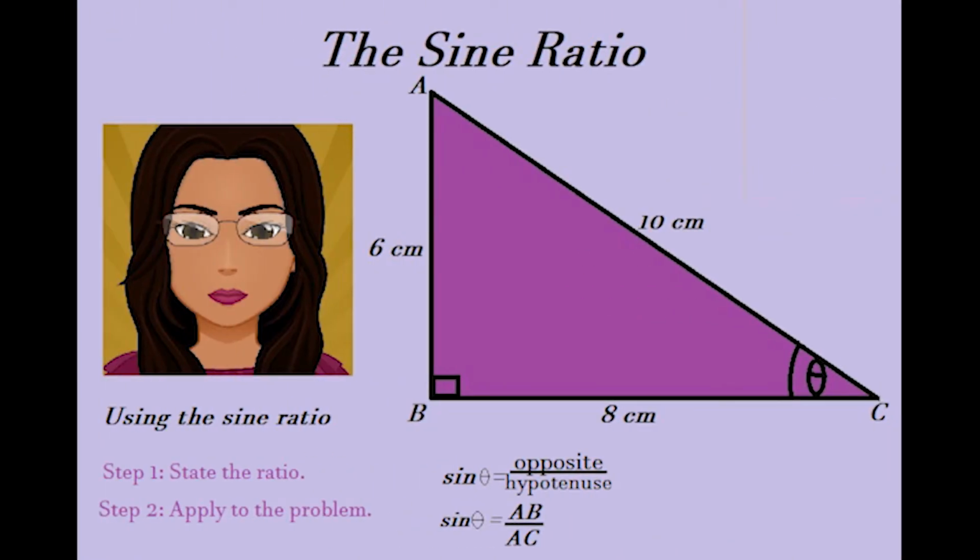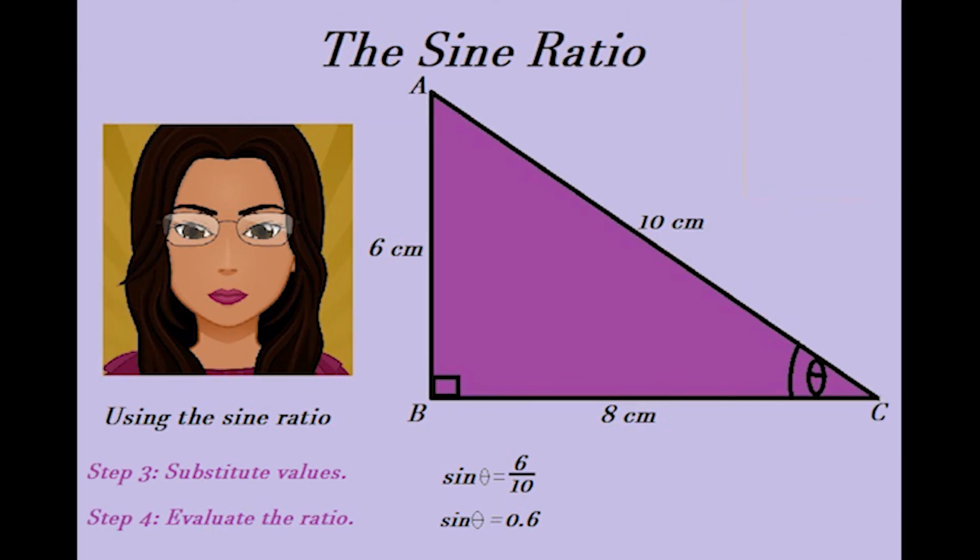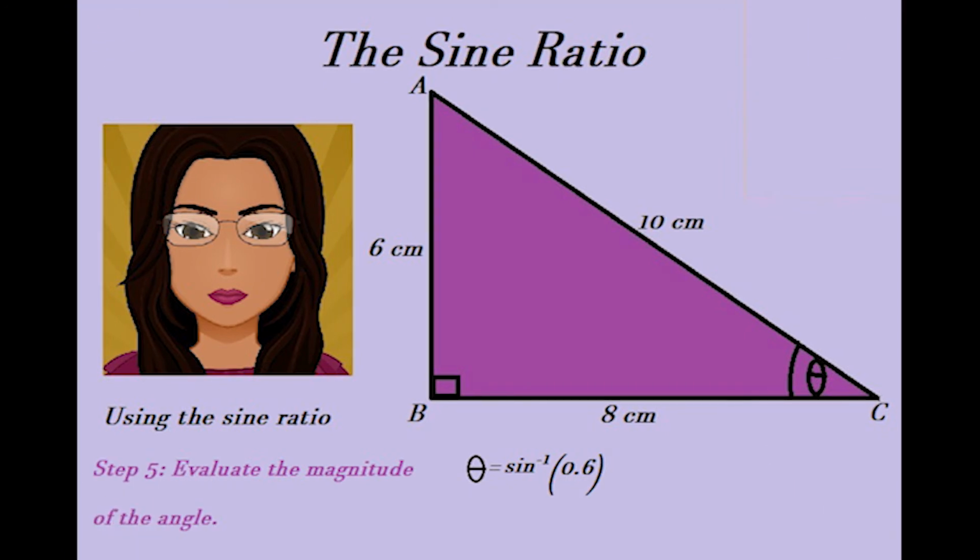Just like when we applied our trig ratio to find the length of a missing side, here are the steps involved. First of all, identify the trig ratio needed to be applied. Then, apply it to the problem. Substitute your values, and now we have to evaluate the ratio. At this stage, we need to understand that when we evaluate this particular value, it's a trigonometric value, and we need this in order to get the magnitude of the angle. Finally, to evaluate the magnitude, we're simply going to find the inverse trig function of our trigonometric value.